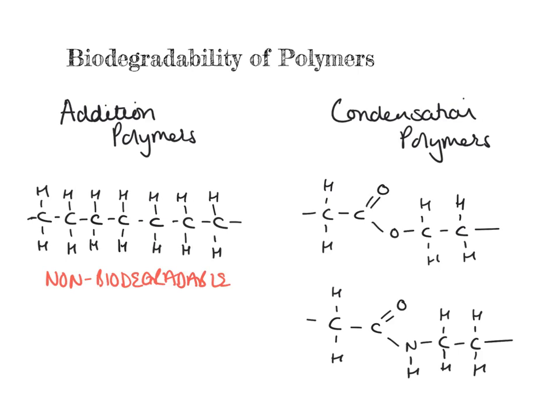So you should be familiar with hydrolysis of esters from previous topics. You should know that you can get acid catalysed hydrolysis and base catalysed hydrolysis. So if we ignore the addition polymers for now, because we know that they are inert, they are non-biodegradable because they have non-polar bonds between repeating units, just look at the condensation polymers. We'll have a little look at hydrolysis of condensation polymers.